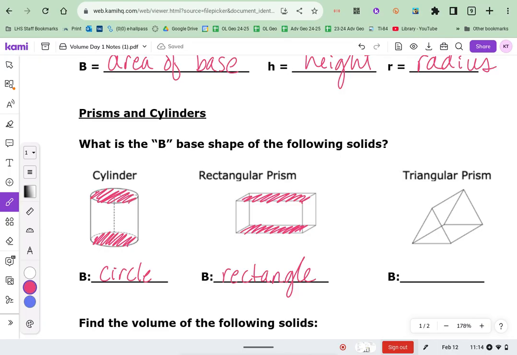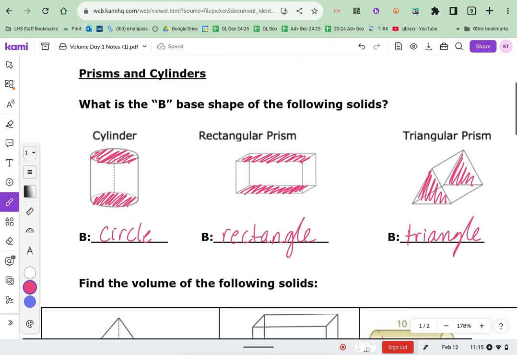Now here's a tricky one. For the triangular prism, which shape is the base? The triangles. Very good. Because the triangles are the parts that are parallel to each other. It's not the rectangle. It is the triangle. That's definitely the most missed piece on those. But good. You guys know it.